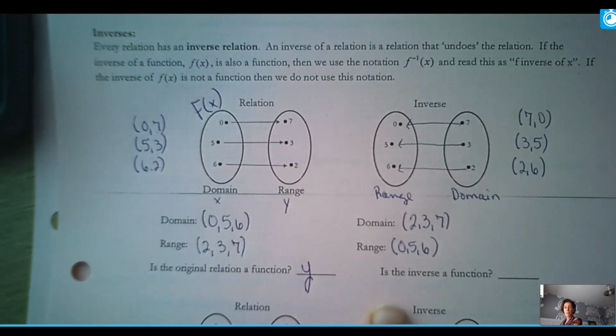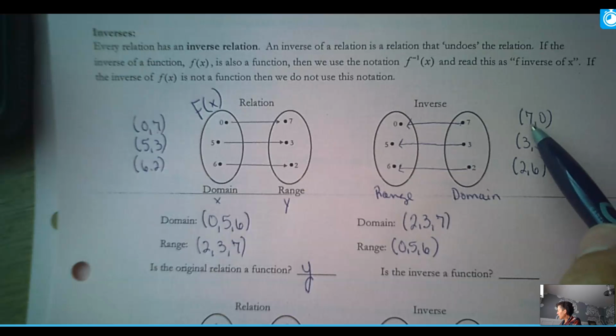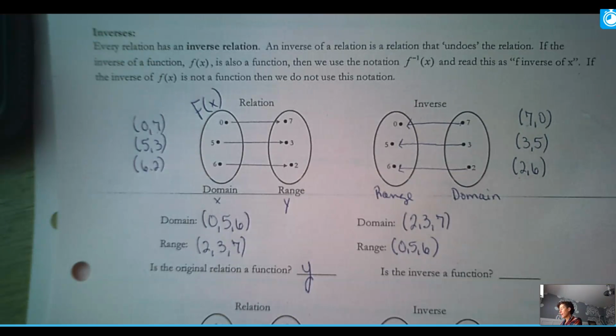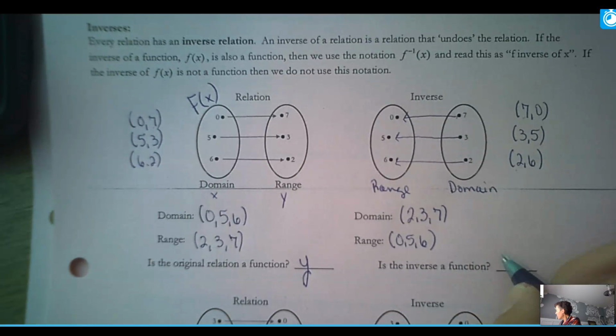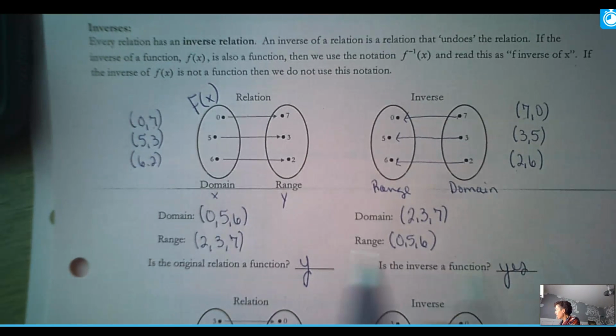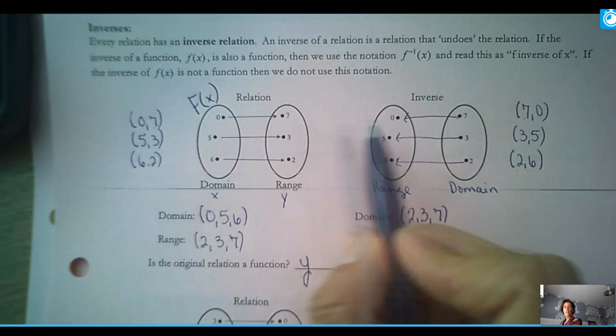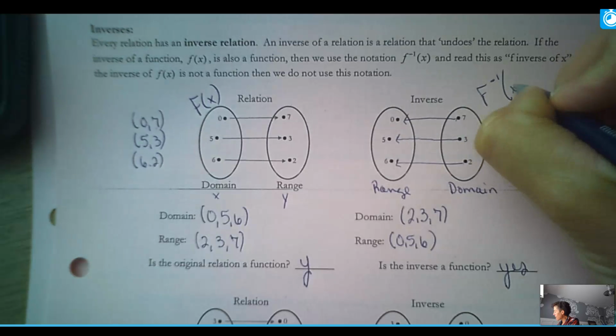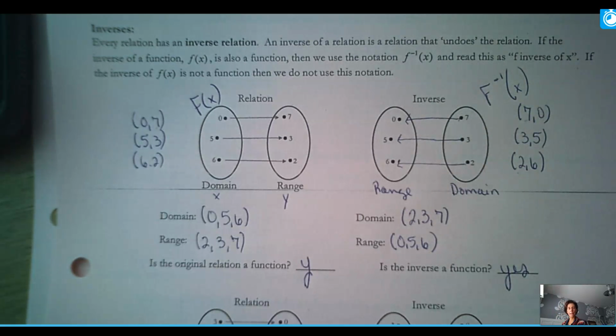It's still an inverse, because I've just undone everything that was done. But when I look here, does x repeat? No. Does each input only have one output? And that it does. So that means that this is a function. So if this is f of x, then this set of data would be represented, and I just put a little -1, like an exponent, but it just means the inverse.